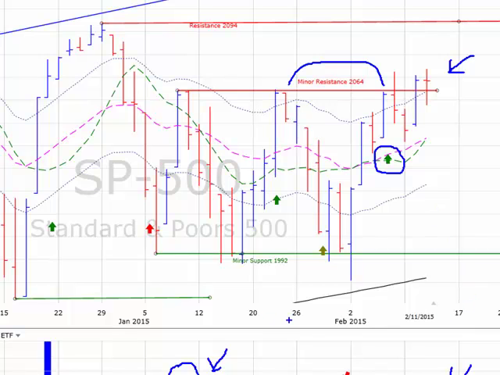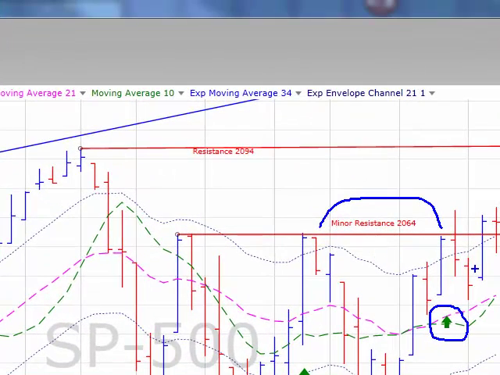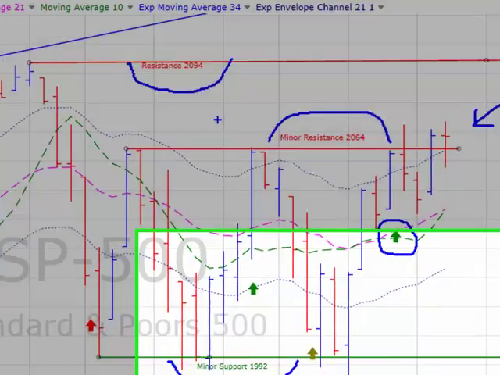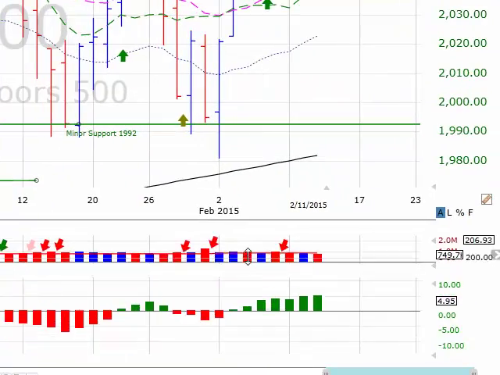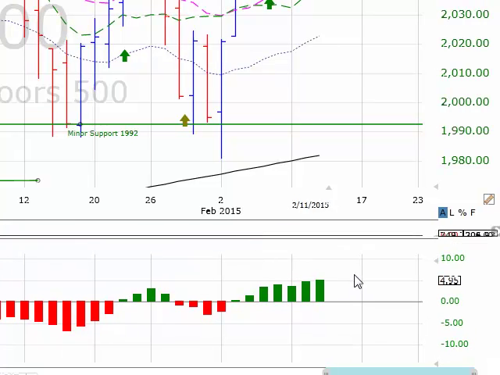Right now, the S&P is bracketed by minor support in the 1992 area, minor resistance in the 2064 area. If we continue to hold this area, that minor resistance will become minor support. Our major resistance on the S&P 500 is at 2094. In order for the short-term trend in the S&P 500 to return to bullish, we have to break above that 2094 area.